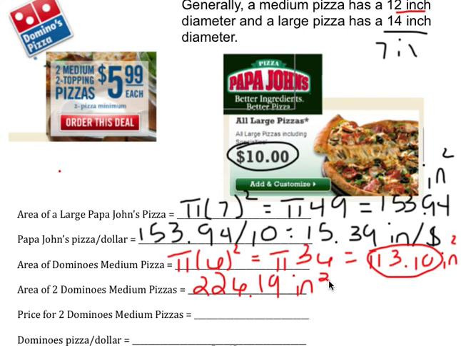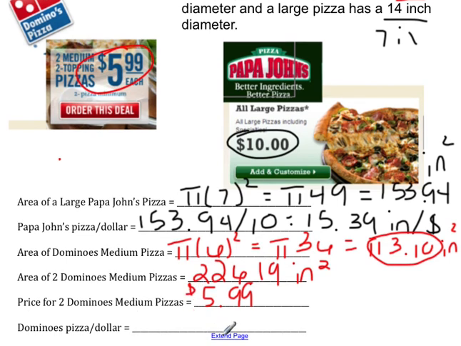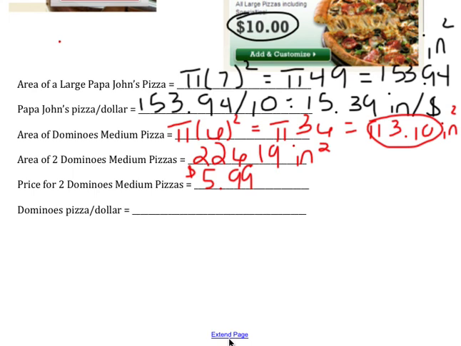Okay? So then the price for 2 medium Domino's pizzas. It's $5.99 for 2 medium pizzas. That's pretty cheap. So the cost of 2 pizzas is $5.99. So then what we're going to do is divide our amount of pizza, which is 226.19, by the $5.99 that it's going to cost for the 2 medium pizzas.